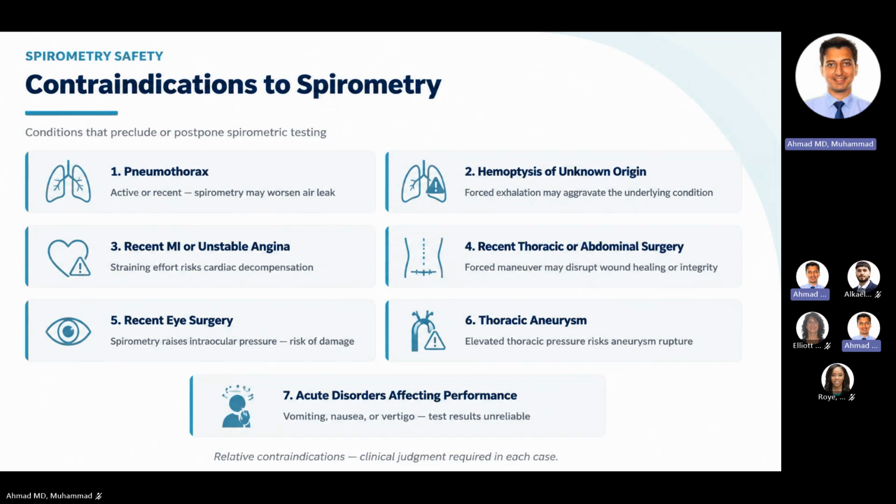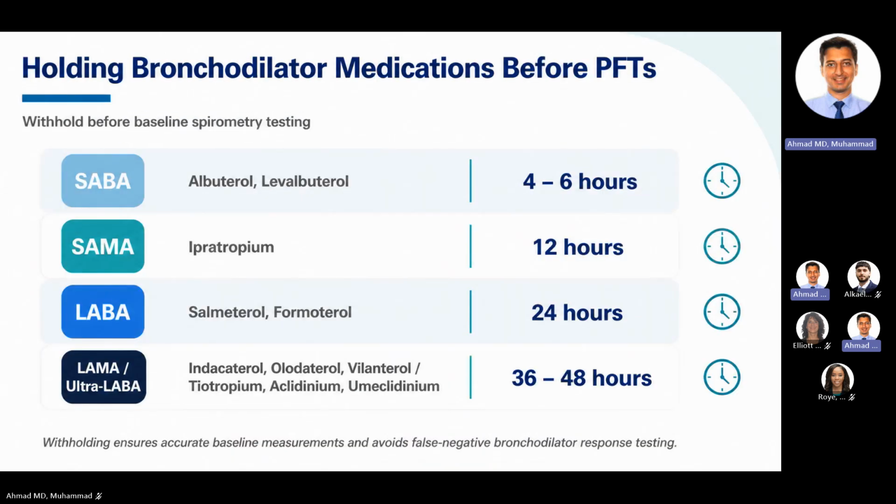Some of the contraindications to doing a spirometry, obviously, is pneumothorax. You do not want them to blow out against resistance in an individual who has a collapsed lung. In an individual who is coughing up blood actively, recent MI or unstable angina within the first 4 weeks, recent thoracic or abdominal surgery because you'll aggravate their recent recovery from their surgery, recent eye surgery because it can raise your intraocular pressure, thoracic aneurysm, and acute disorders which affect performance. Obviously, nausea, vomiting, or vertigo. They are not able to blow into a closed mouthpiece because that will trigger off their nausea.